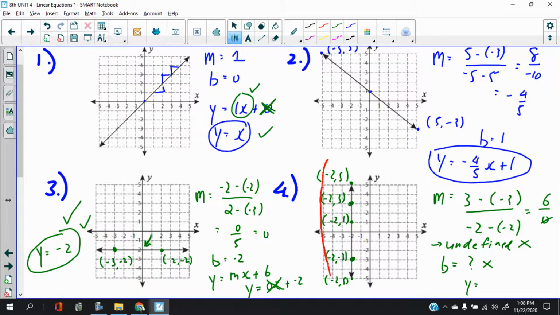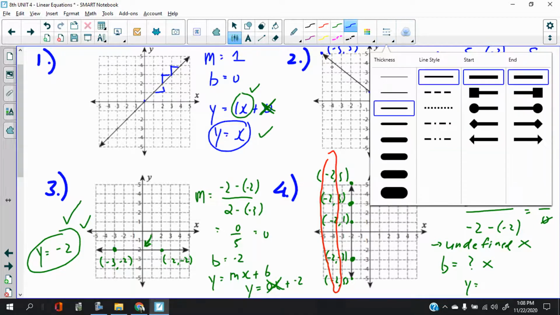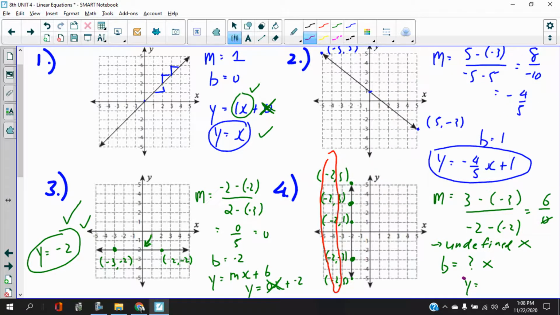All of these have an x value of negative 2. See that? So what does that mean? That means that there's no y equals, but rather we have x equals. What's x equal to? Negative 2. And that's the best we can do. X is negative 2. So there's not even a y equals equation. There's no slope-intercept form. We just literally have this.